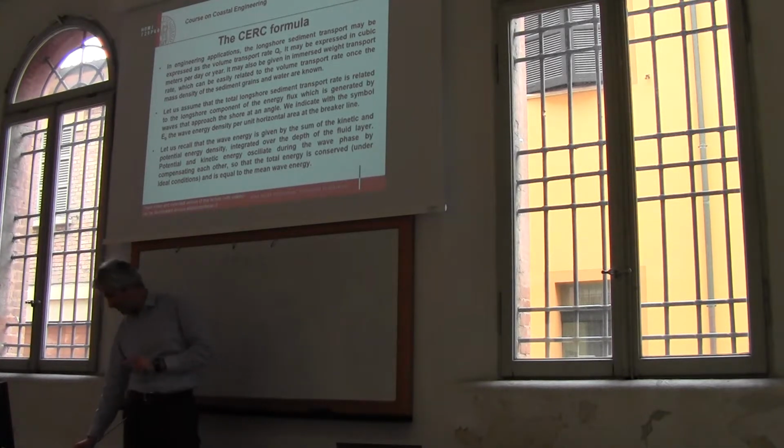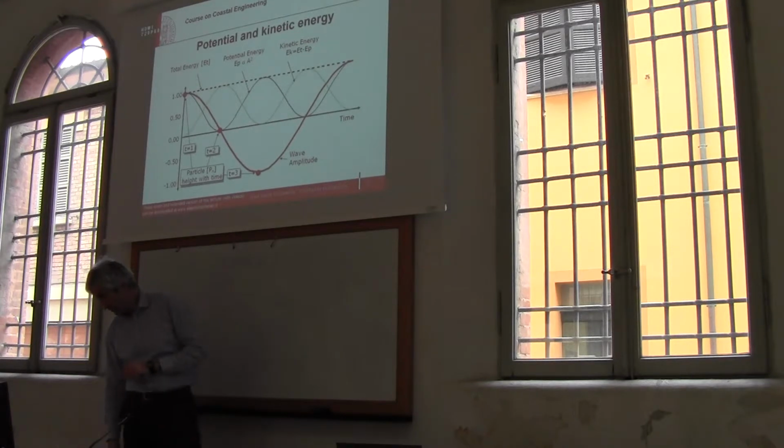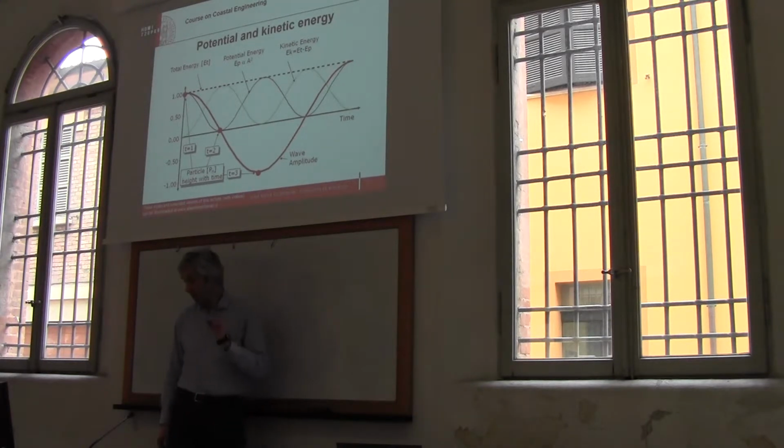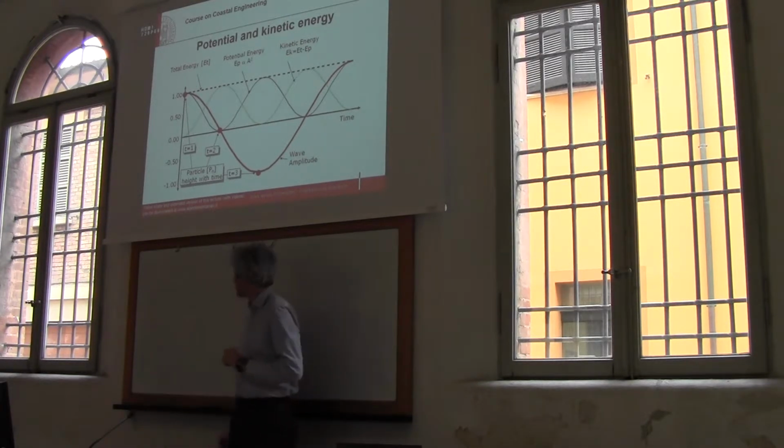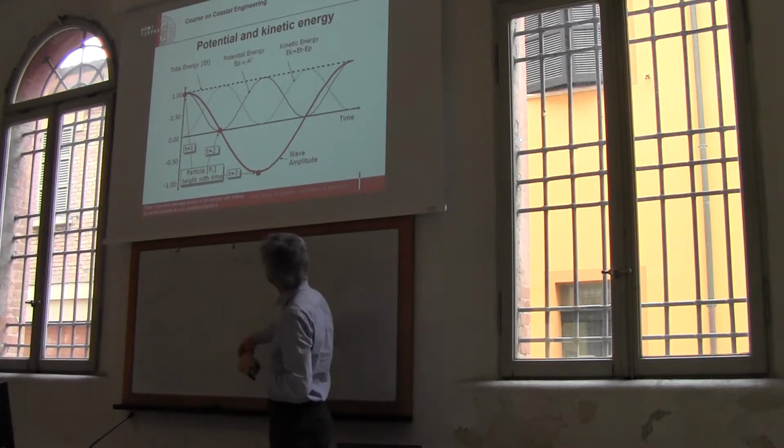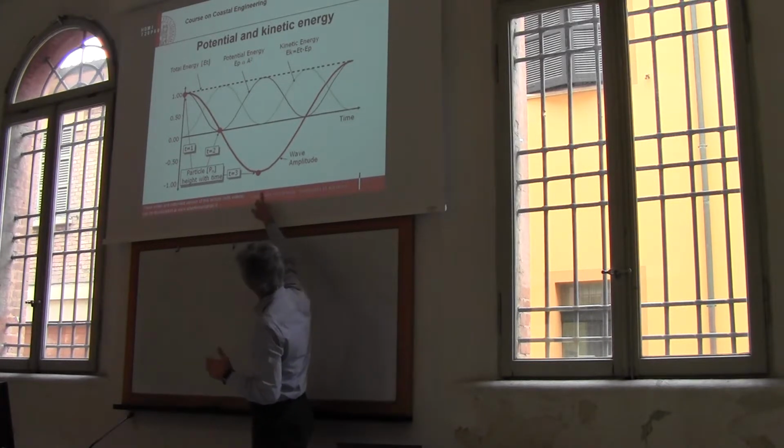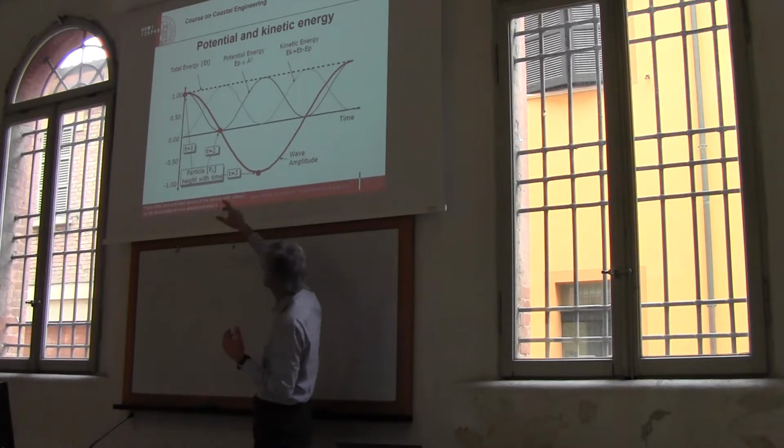I'll show you a graph. Basically, what happens is this. If we refer to a fluid particle, and basically this is the wave, and let's refer to a fluid particle given, for instance, by the red circle, then you have the interplay between potential energy and kinetic energy up there, where the potential energy is in blue and the kinetic energy is in green.